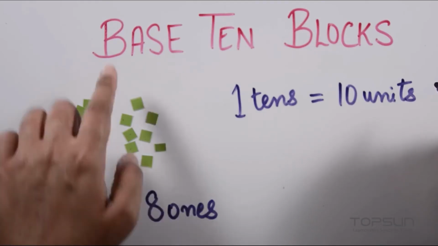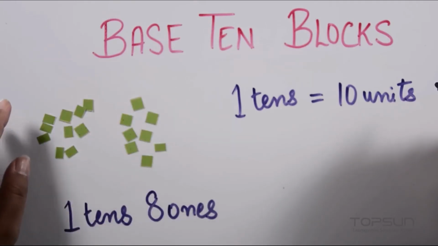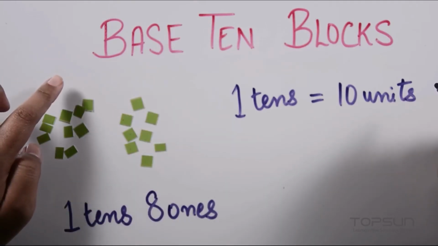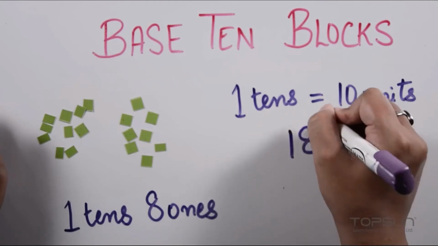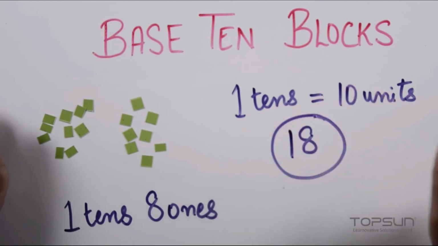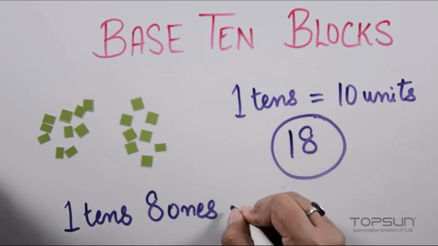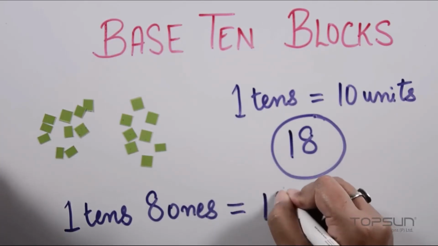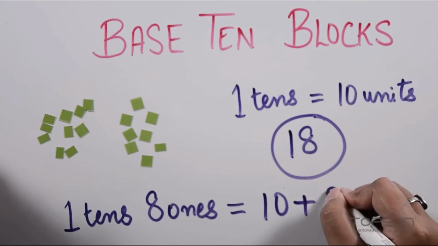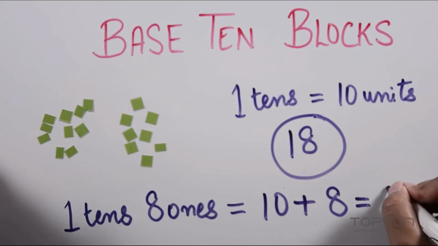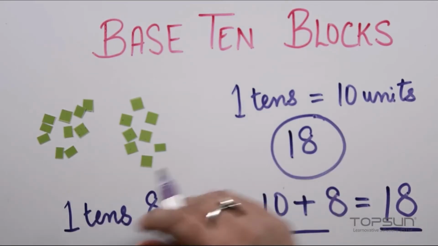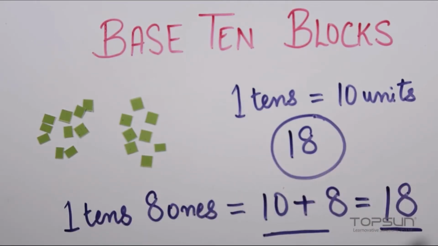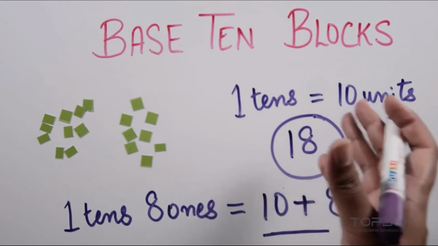As we know, initially we had 8 units, now we have 10 more units, so our number is 18. Now they can even write their expanded form on their own as 10 plus 8 equals 18. In a similar way, we can work with different numbers to help kids understand place value, number concepts and much more.